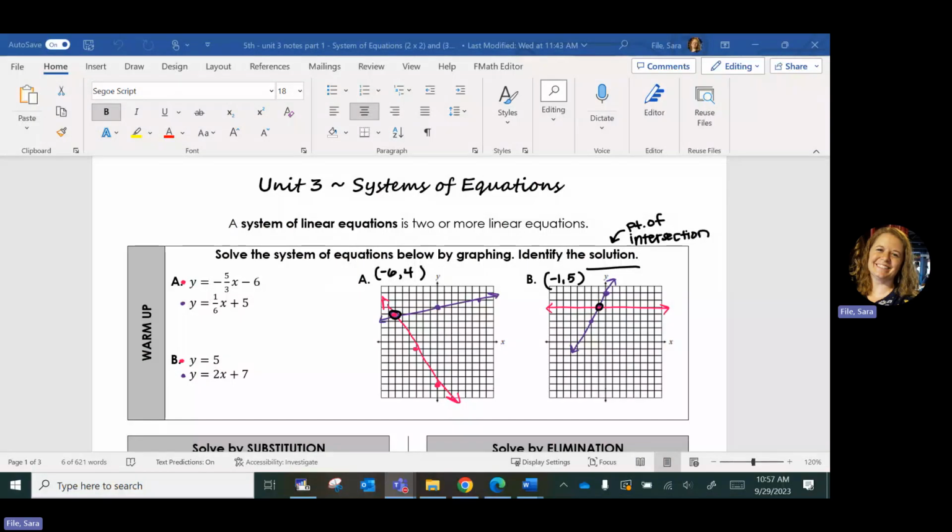Here, come pick both of those up. There's one is a notes page for solving 3x3 systems, and one is a practice assignment.